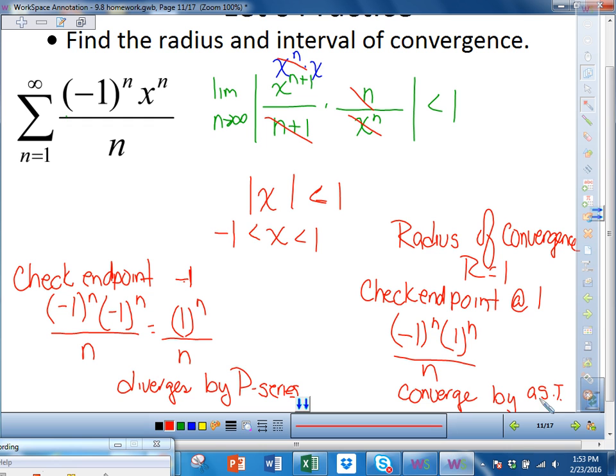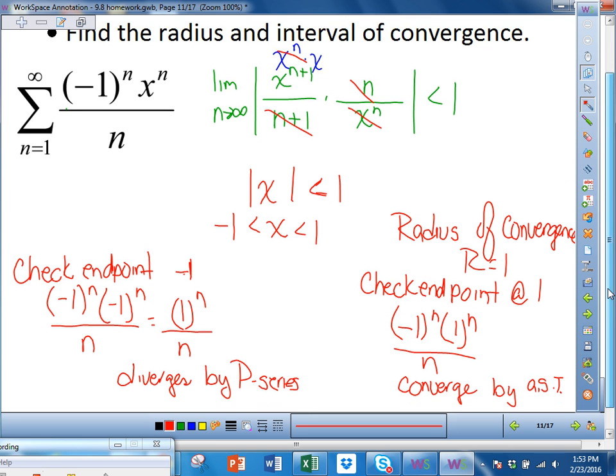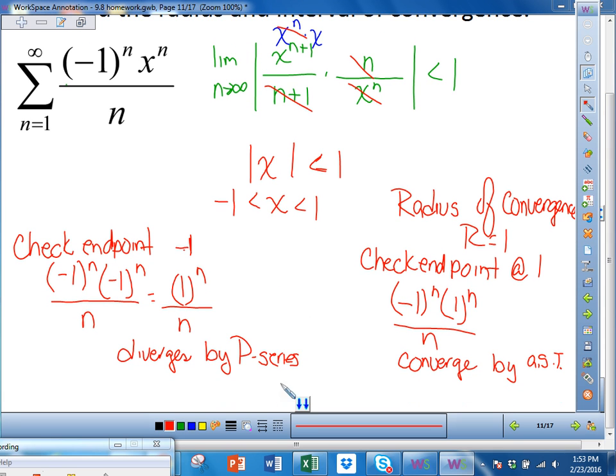Yes, and even though it converges conditionally, it still converges by the alternating series test. Are we good on that? So when I ask you for the interval of convergence, the way you would respond is parenthesis -1, 1, bracket, because that 1 is included. It will converge at 1.